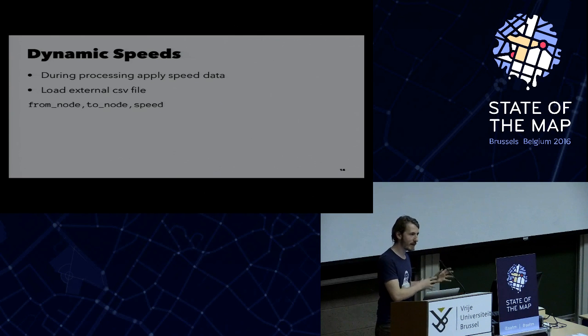Given that you have this speed data from whatever source, the way we load this into OSRM is by having it as a CSV file that says from node and to node, and then has a speed value attached to it. In this way, you can cover the complete road network in OSM.